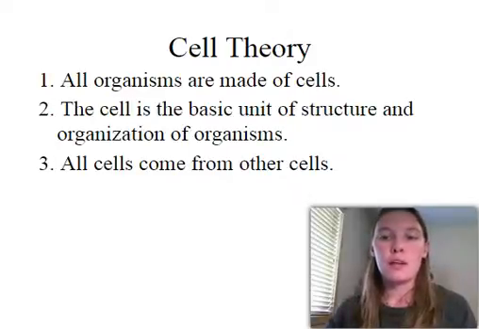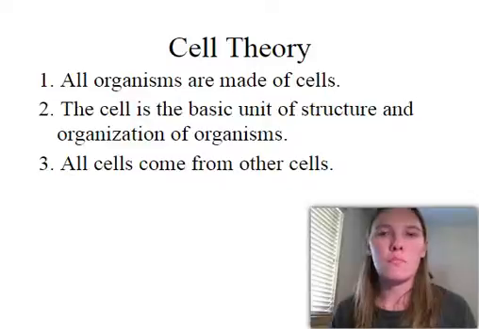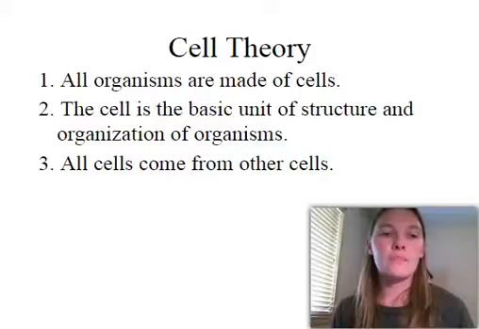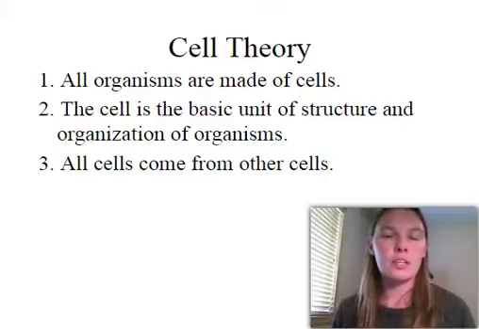And then finally that all cells come from other cells. So that cells come from other cells basically means that a frog can't come out of your desk. A frog has to come from other frog cells, and that living things have to come from living things is what that is getting at.